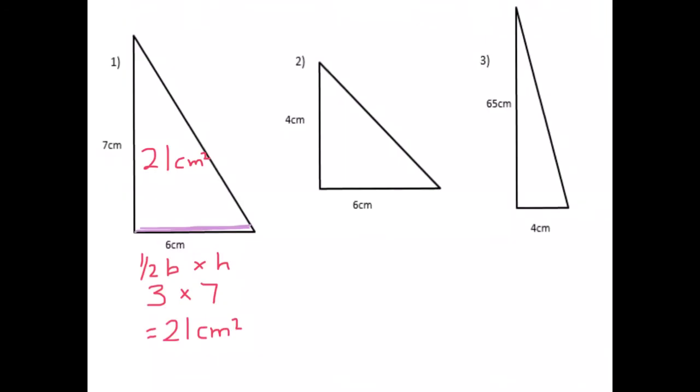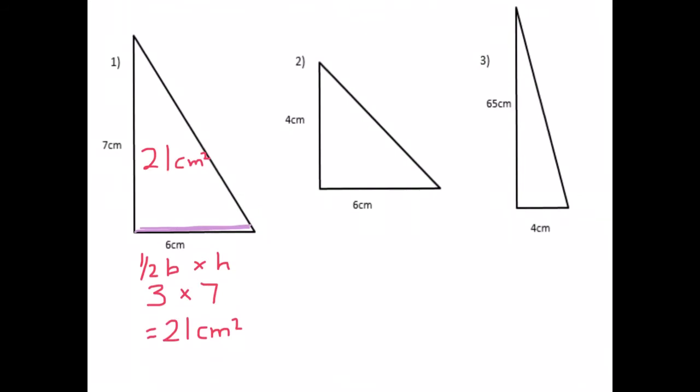Triangle number 1 has a base of 6 centimeters and a height of 7. Let's put down our equation, half the base multiplied by the height. The base being 6, half of that is 3, multiplied by our height of 7, giving us an area of 21 centimeters squared.